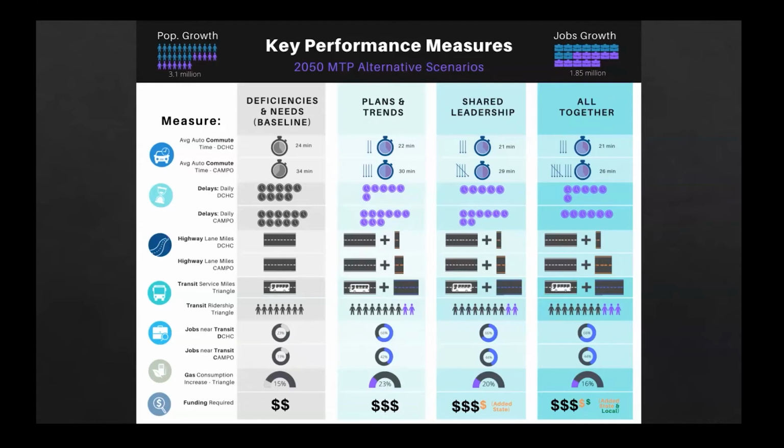These are separated in columns. Far left, you got the deficiency and needs. Again, that's the no build. Then we get the plans and trends next. That's the business as usual. And then the shared leadership and all together, the next two.